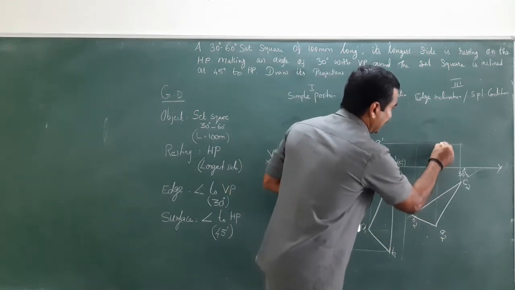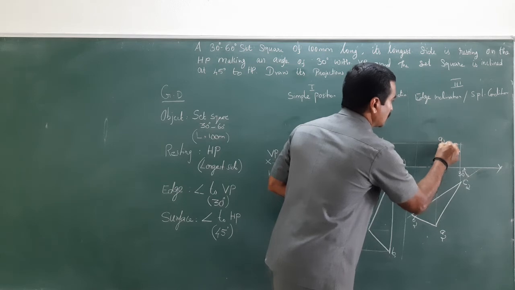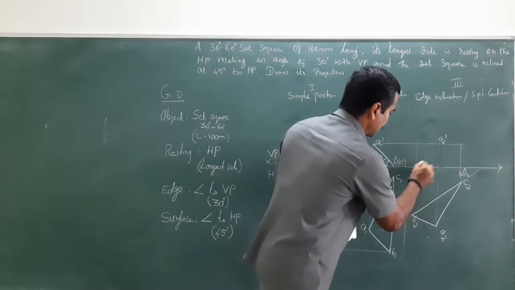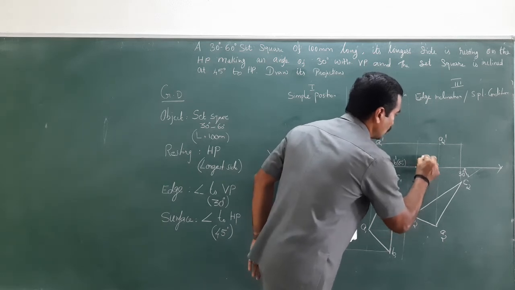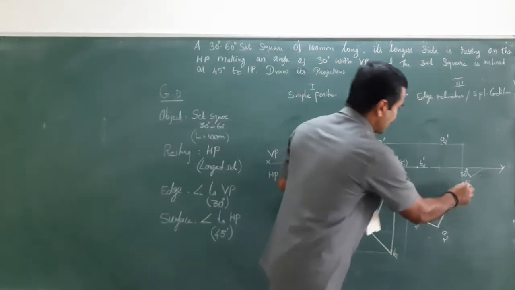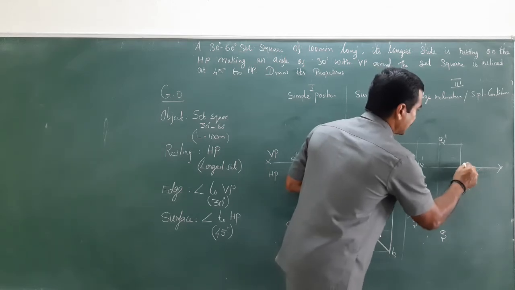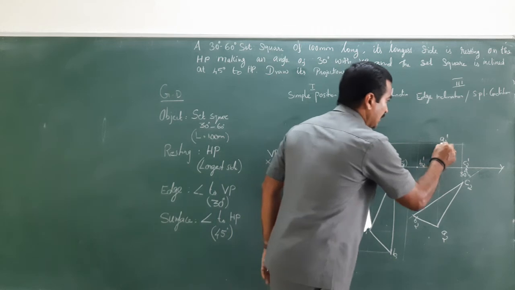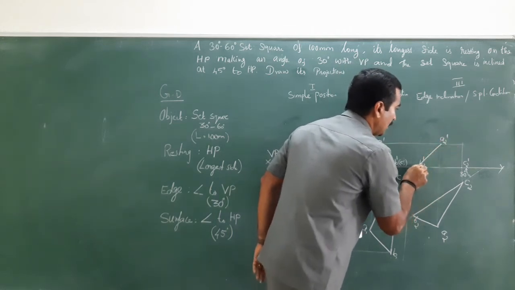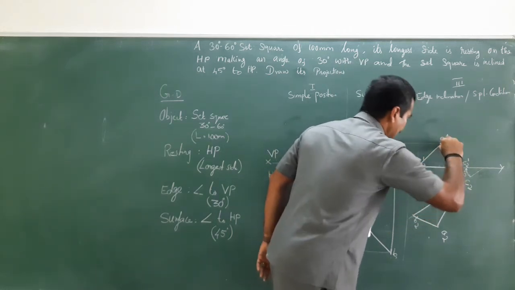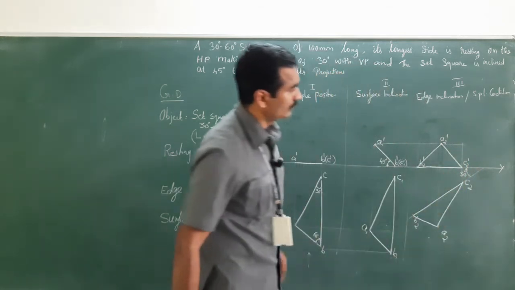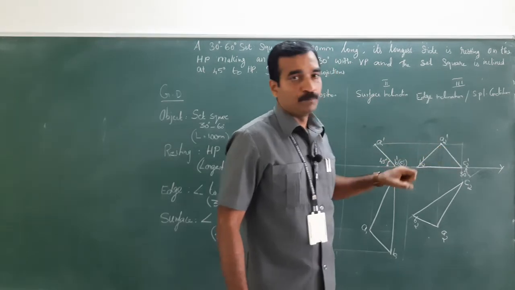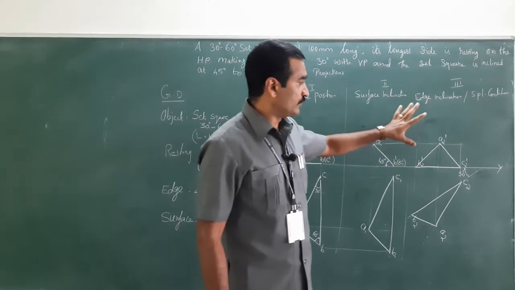So let me do the mapping over here. A are getting intersected here. This could be A2 dash. B are intersecting here. This could be my B2 dash. C and C are getting intersected here. So this could be C2 dash. So let me draw the edges A to B, B to C and C to A. Right. By doing so, you will get the final front view of this object.